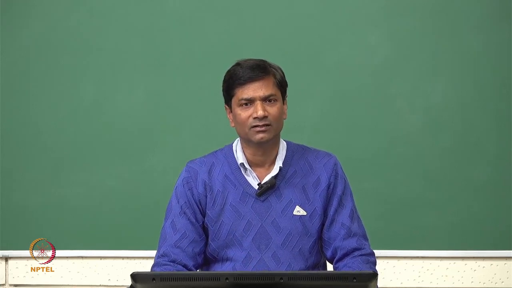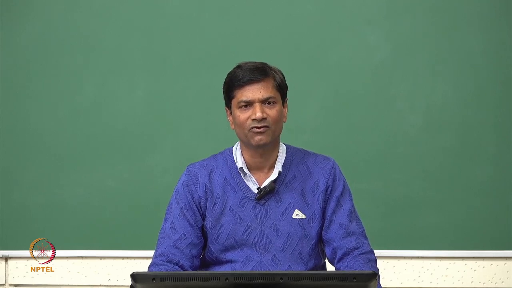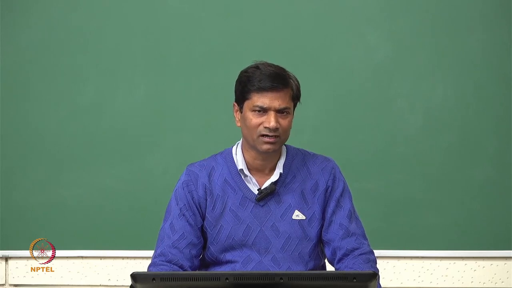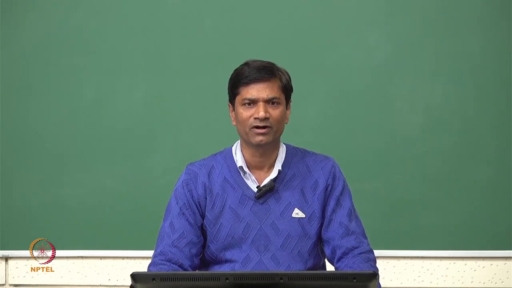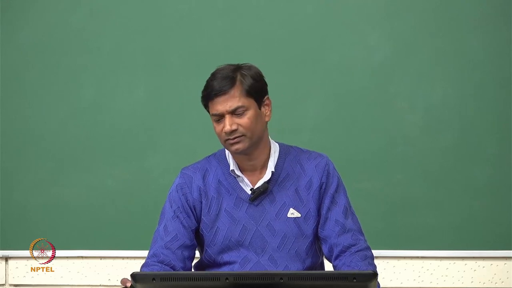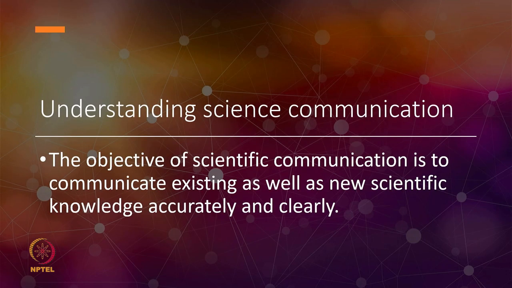Science communication is not just communicating the science. Science communication is very important to build the opinion of the people. Science communication is very important to make the policy of the government. For example, we see people make their own opinion based on what they listen to from mass media, from social media, from journal articles, from newspapers, and other sources. We can take the example of genetically modified crops. Based on the news they receive from the different sources, people build their opinion, and this opinion is very important for the progress of the society. Hence, the objective of science communication is to communicate the existing as well as the new knowledge accurately and clearly.